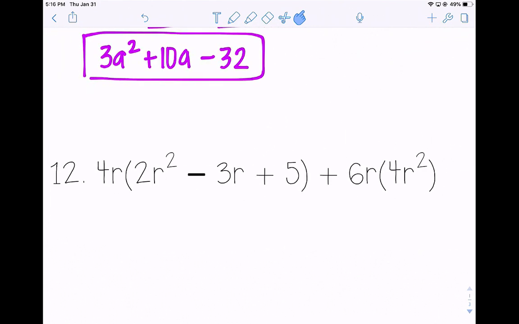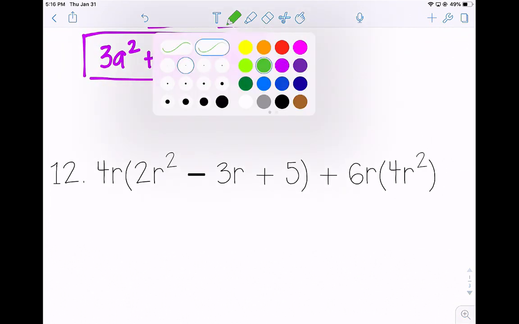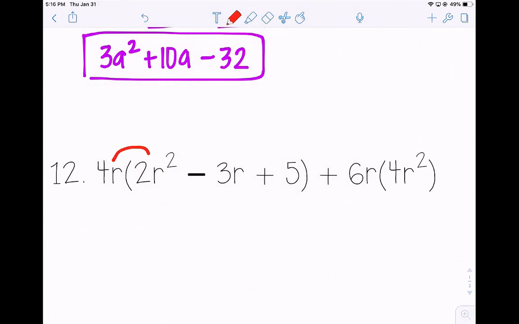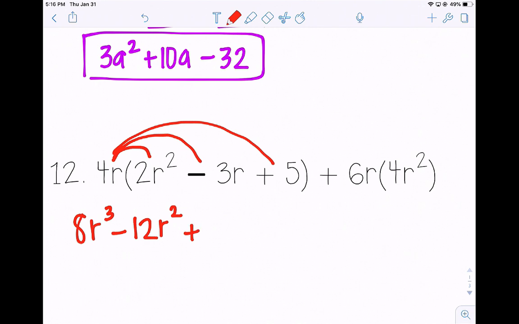All right, number 12, we have 4r that we're distributing to 2r squared, so that's going to be 8r cubed. 4r times negative 3r is minus 12r squared. 4r times positive 5 is plus 20r. And then we have here 6r times 4r squared would be plus 24r cubed.